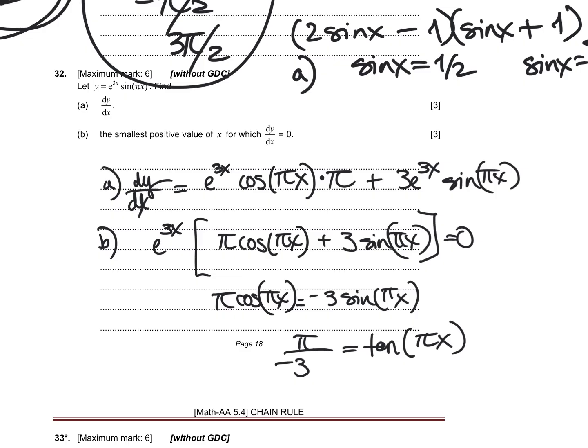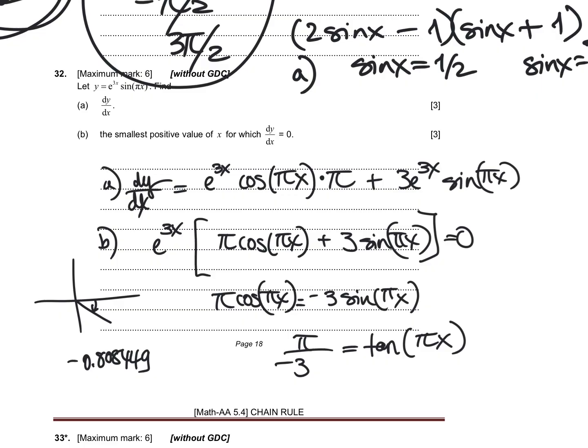So if we do the inverse tangent of negative pi over 3, and make sure your calculator's in radians, that ends up being negative 0.808449. And if you think about that, tangent's negative down here. So this is that, in radians, okay?